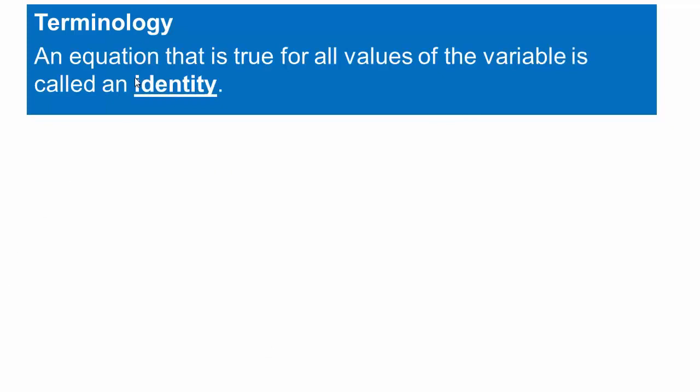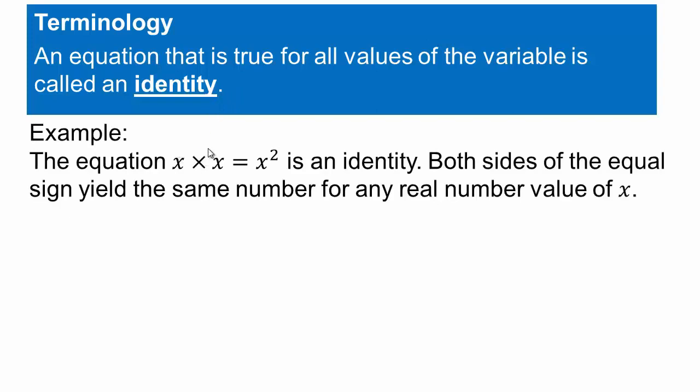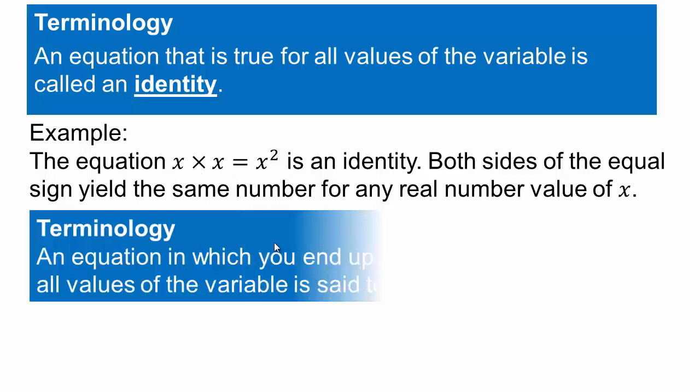So first, there are different kinds of equations. An equation which is true for all values of the variable is called an identity. So for example, x times x equals x squared is an identity, because no matter what number you put in here, like 2 times 2 is 2 squared, because 4 equals 4. Any number you put in here, this is always going to be a true equation. So this is an identity.